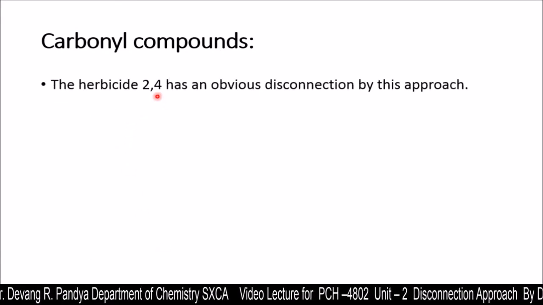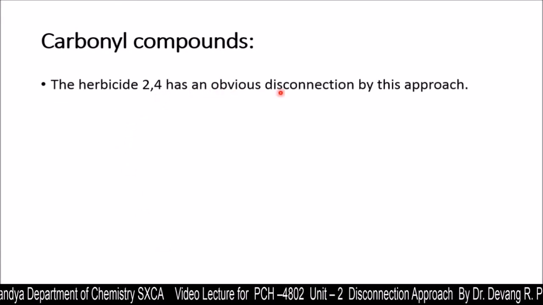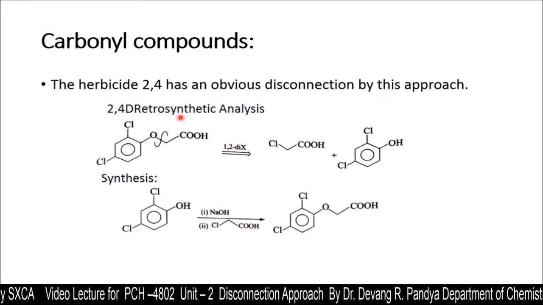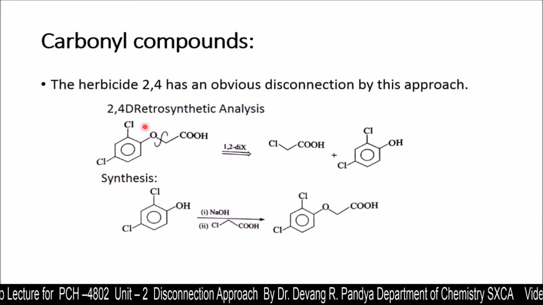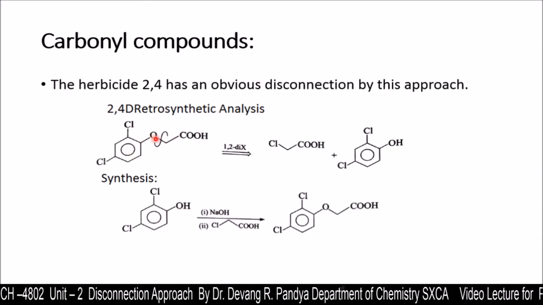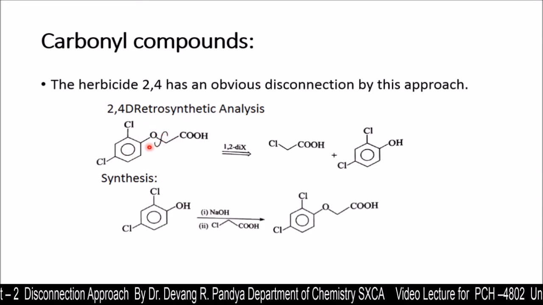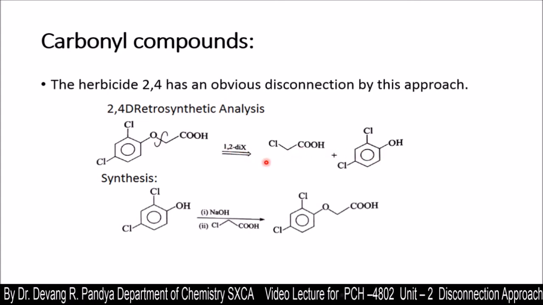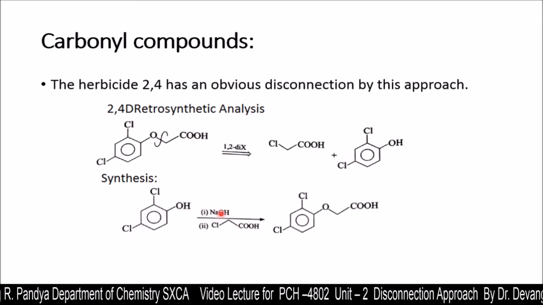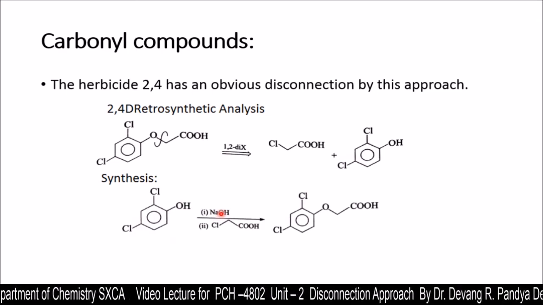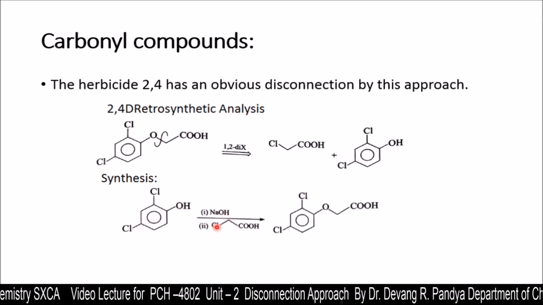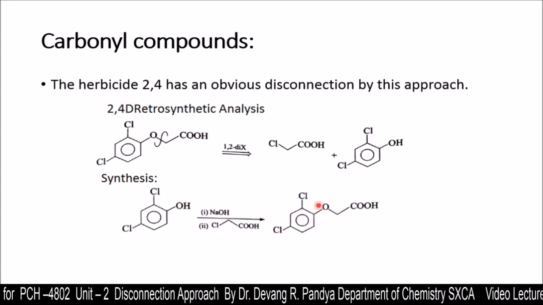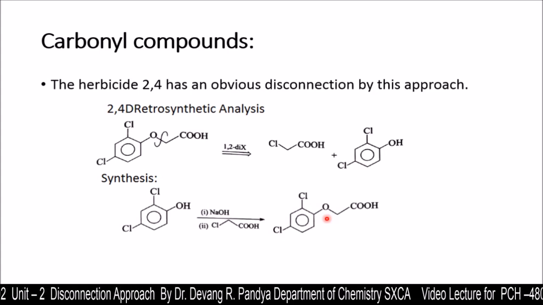The herbicide 2,4-D has an obvious disconnection by this approach. Here we have given the retrosynthetic analysis. So a carbon-oxygen disconnection would be there. It is 1,2-diX. We're going to get this synthetic equivalent. Then this dichloro derivative is treated with NaOH, followed by this acid chloride, and we're going to get this target molecule.